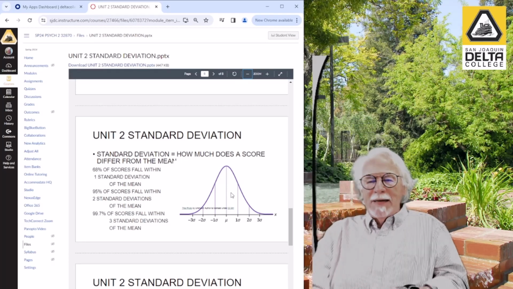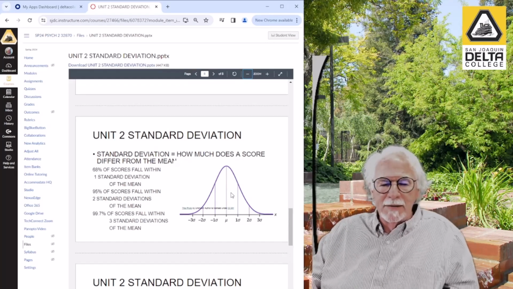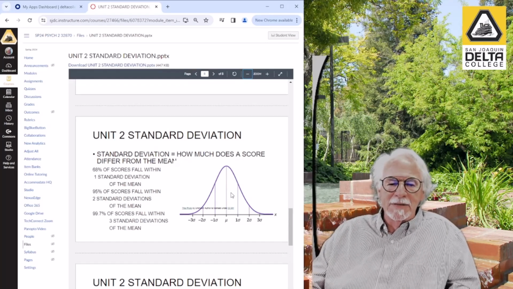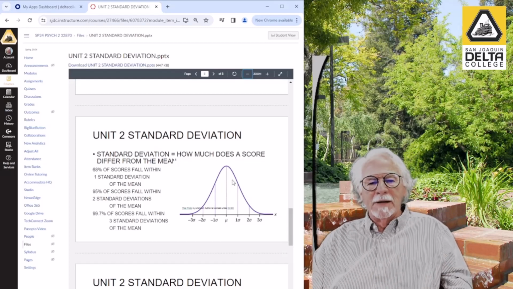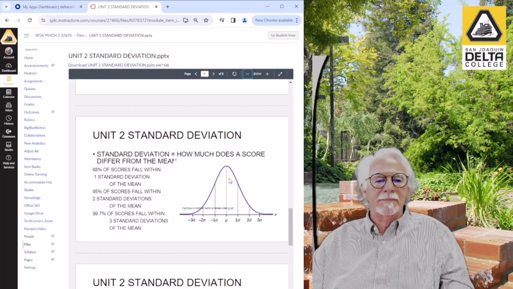All of this is based on a theory that we're going to talk about later, which you don't really need to worry about right now. This is all about theoretical work and how this works. What we're saying is 68% of the scores fall right here.